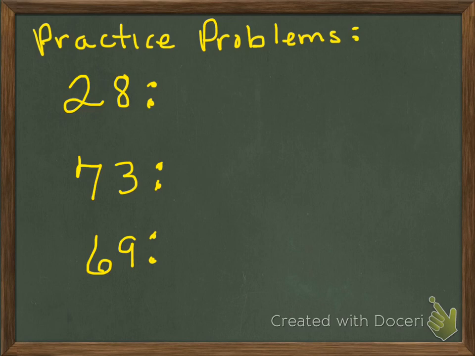69. Okay, boys and girls, by the end of this activity, you should be able to answer the question, how can you tell whether a number is prime or composite?